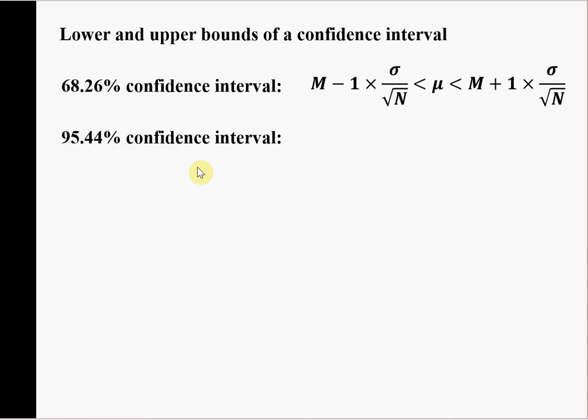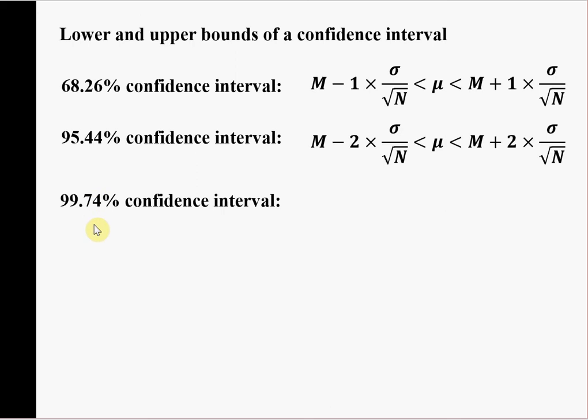And for the 95.44% confidence interval, we have this expression. The lower bound is mean minus 2 standard errors, and upper bound is mean plus 2 standard errors. For the 99.74% confidence interval, the lower bound is mean minus 3 standard errors, and upper bound is mean plus 3 standard errors.